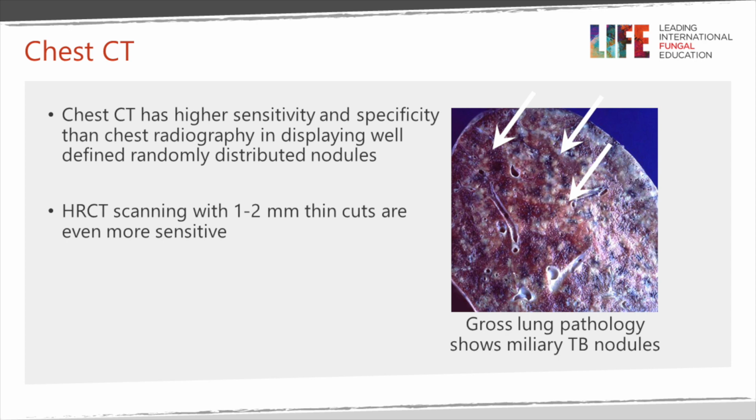Typically nowadays we'll use high resolution scanning with very thin sections, and normally when people are unwell we're not worried about the radiation dose and we'll do a spiral scan or a helical scan through the whole of the patient.